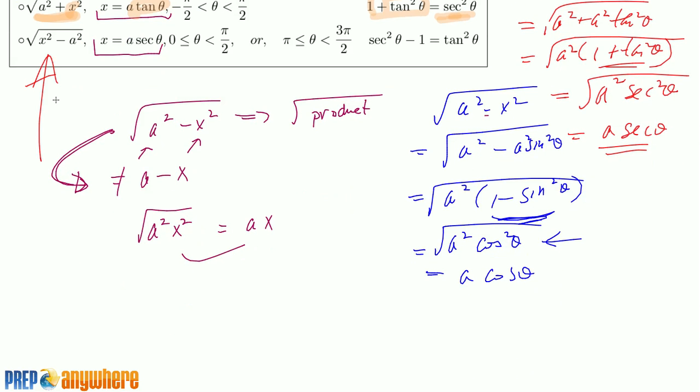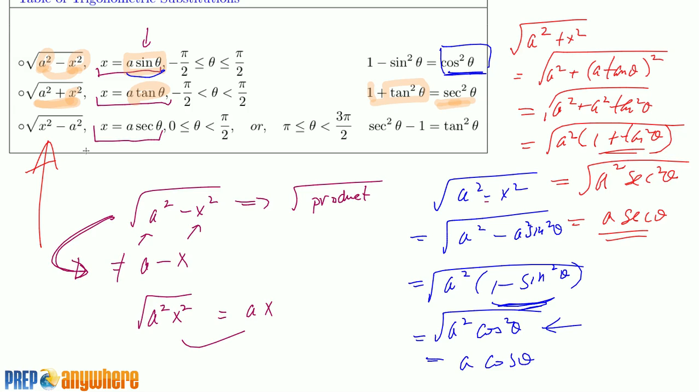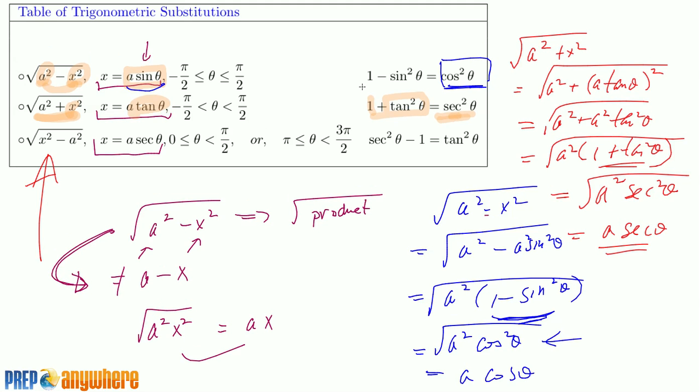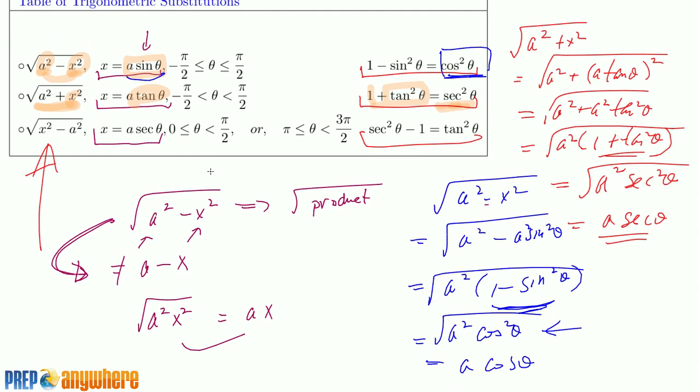So I suggest you plug it in and go through it. It's our knowledge of these three trig identities that allows us to do this, and the fact that we don't want square roots, we want to get rid of them. So let's do some examples to clarify and strengthen this idea and technique.